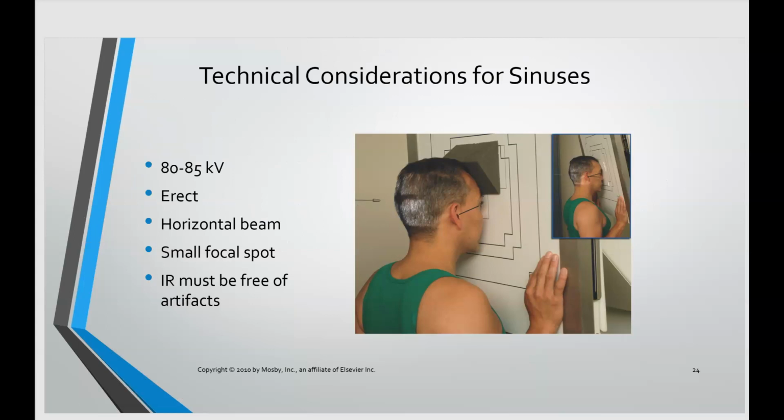Okay, the technical considerations for sinuses. We were just talking about your kV. We're going to go to 80 to 85 kV. We're going to make sure that we have erect imaging, upright imaging when possible. Horizontal beam always. Use a small focal spot. You should have learned this in physics. Your small focal spot increases detail imaging versus your large focal spot that you use for larger body parts. So we want some detailed images, so we're going to use small focal spots.